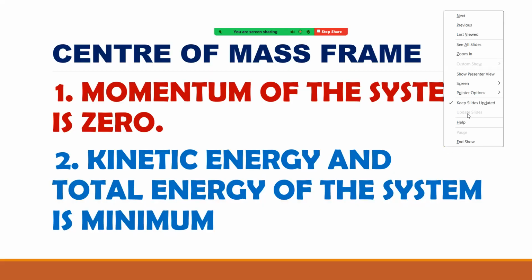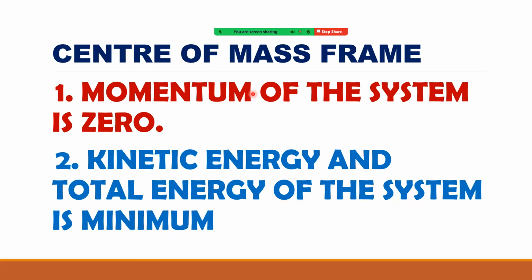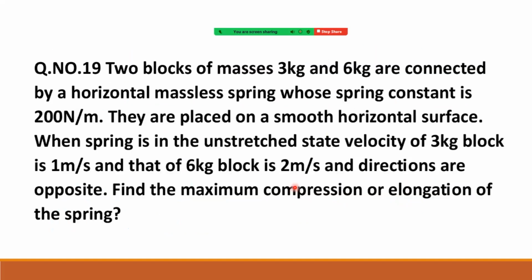So we have discussed these 2 points, right? Momentum of the system is 0. Kinetic energy and total energy of the system is minimum in center of mass frame, right? Right. Let us see the problem.